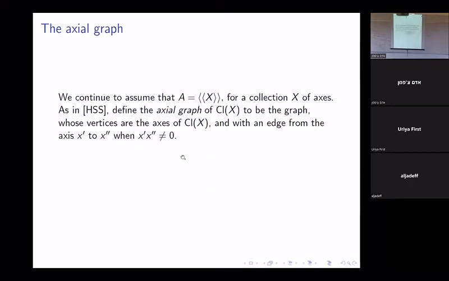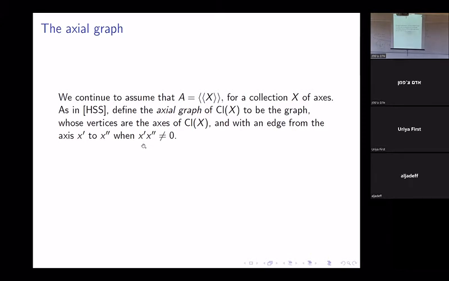Now we know the basic examples. What can we say about algebras generated by more than 2 axes? Well, it's complicated, but there's a very nice graph that you put down. It's almost like the commutative representation. Its vertices are the axes, or the Miyamoto images of the axes, and you have an edge whenever the product of 2 axes is not 0.